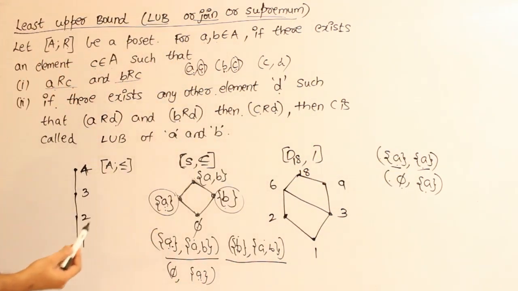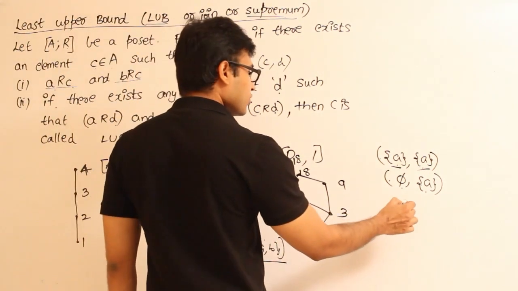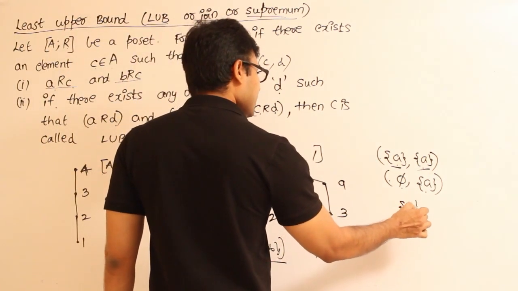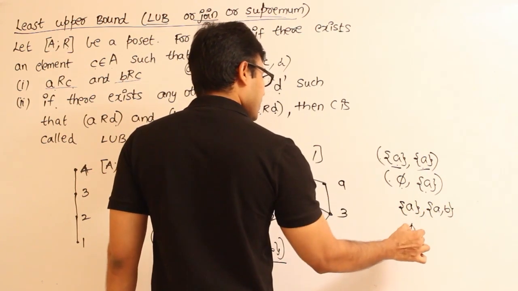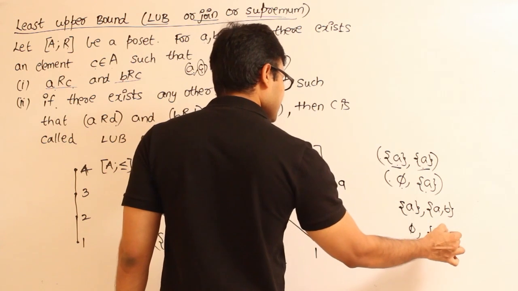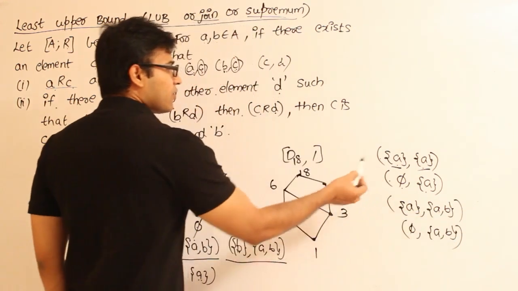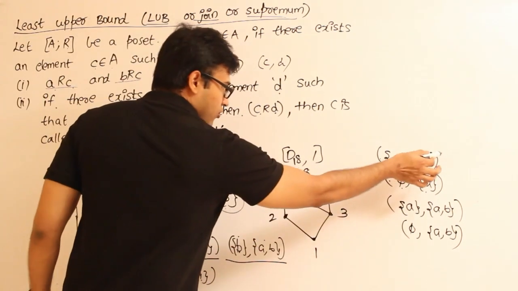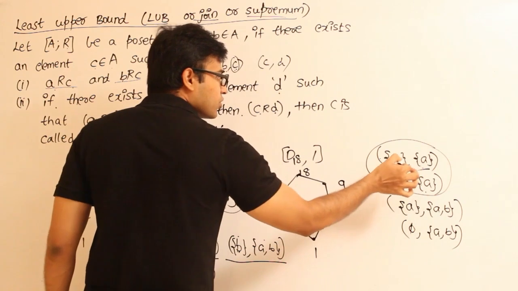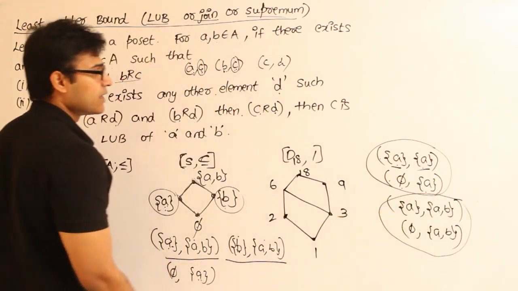And are there any elements that these both are related to? Yes, there will be one more element. These both are related. What is it? A is related to AB, and then phi is related to AB. The reason is A is a subset of AB and then phi is a subset of AB. Now in this case, you have found the element C to which both are related, as well as you have found the element D to which both are related.